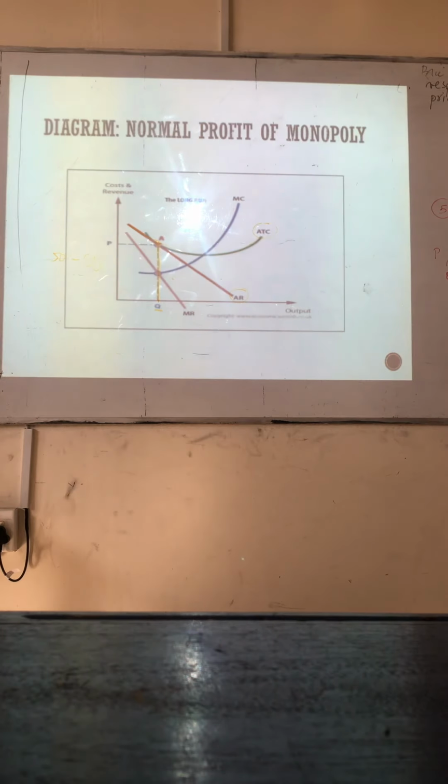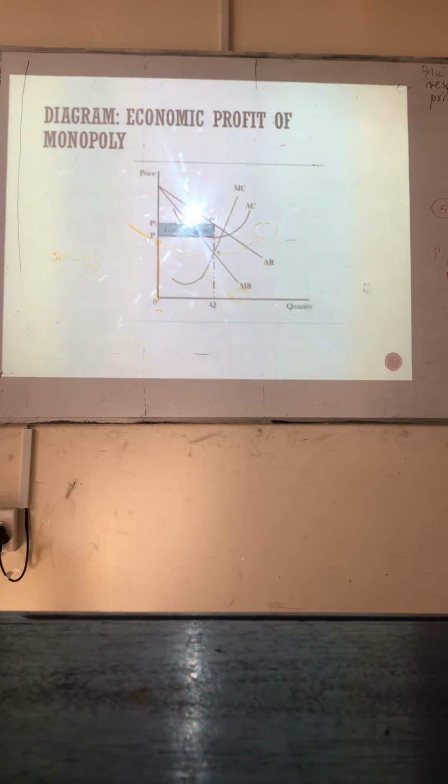What is it? Essay, draw these graphs. Economic profit. What is happening? Average revenue. Did you see something? Practically speaking.